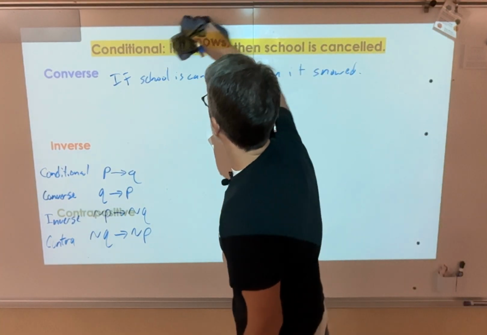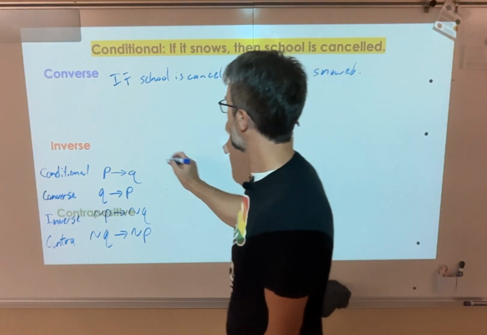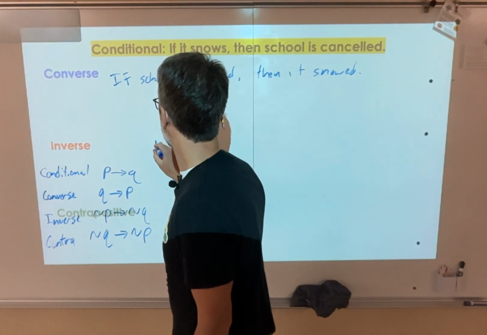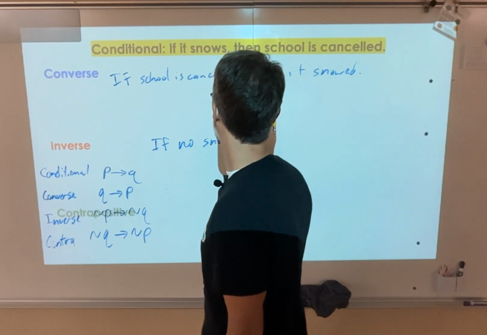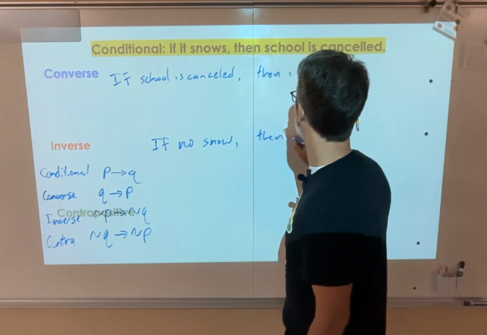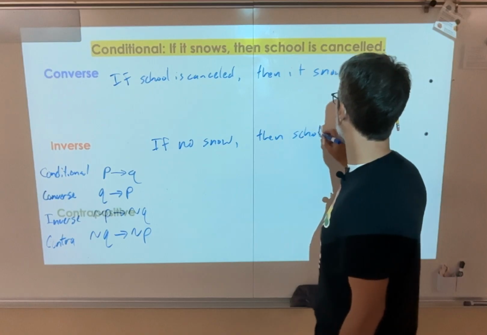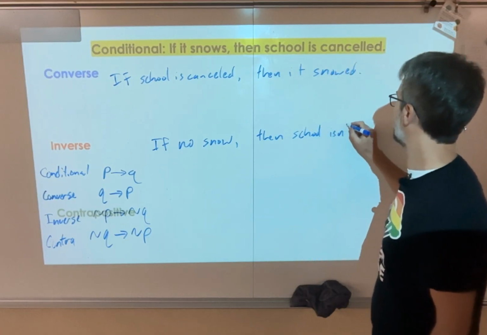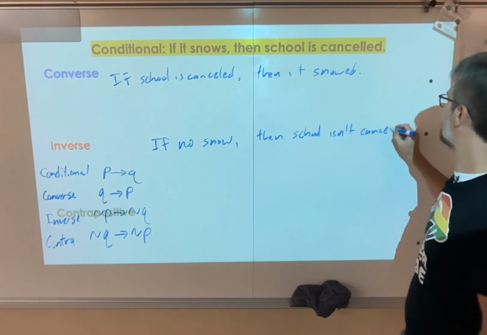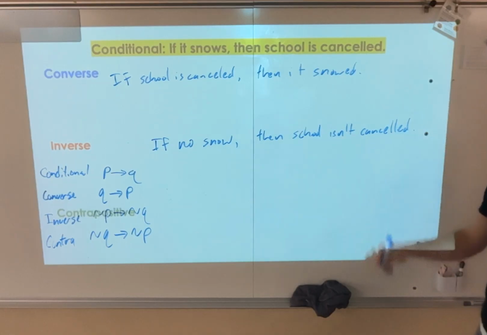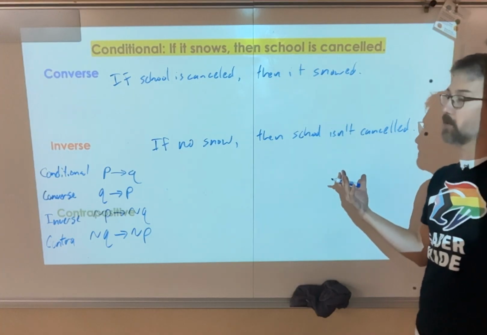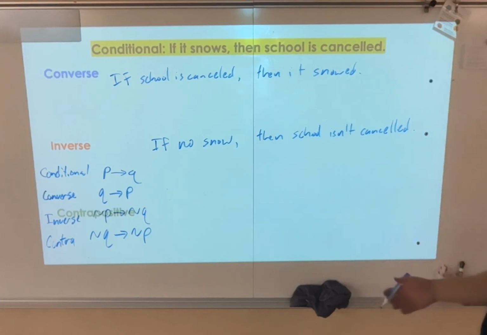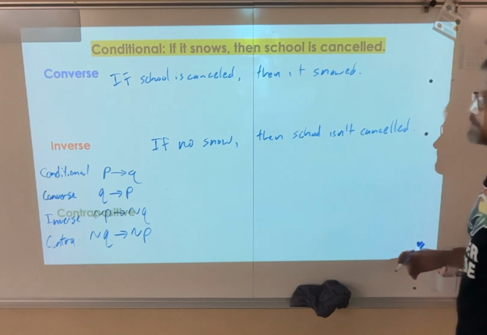All right, our inverse. So we'll say if it doesn't snow, or if no snow, then school isn't canceled. Well, that's not necessarily true either, because just because it didn't snow doesn't mean that school isn't going to be canceled. If it flooded or something like that, it could also be canceled.